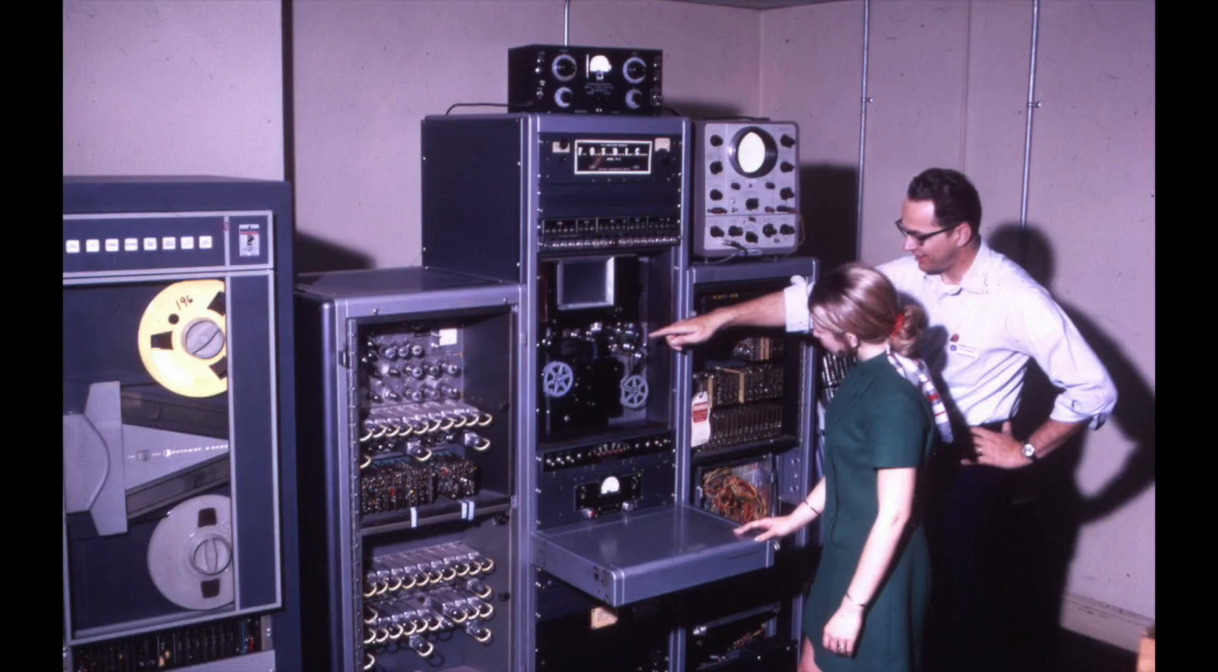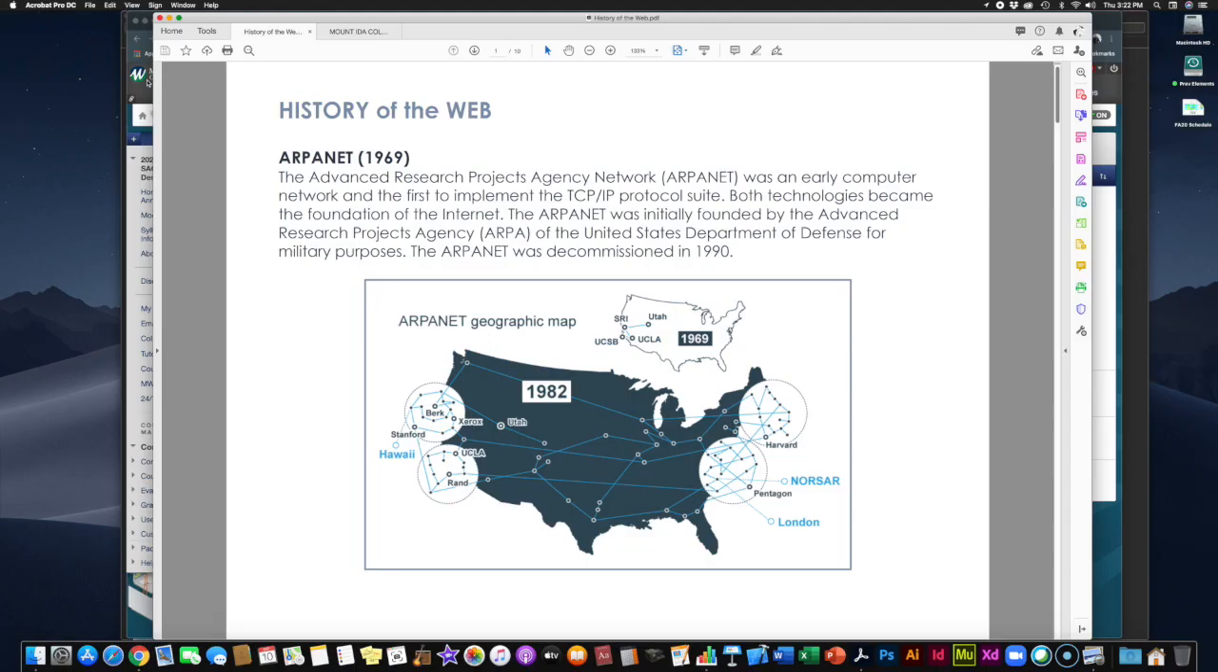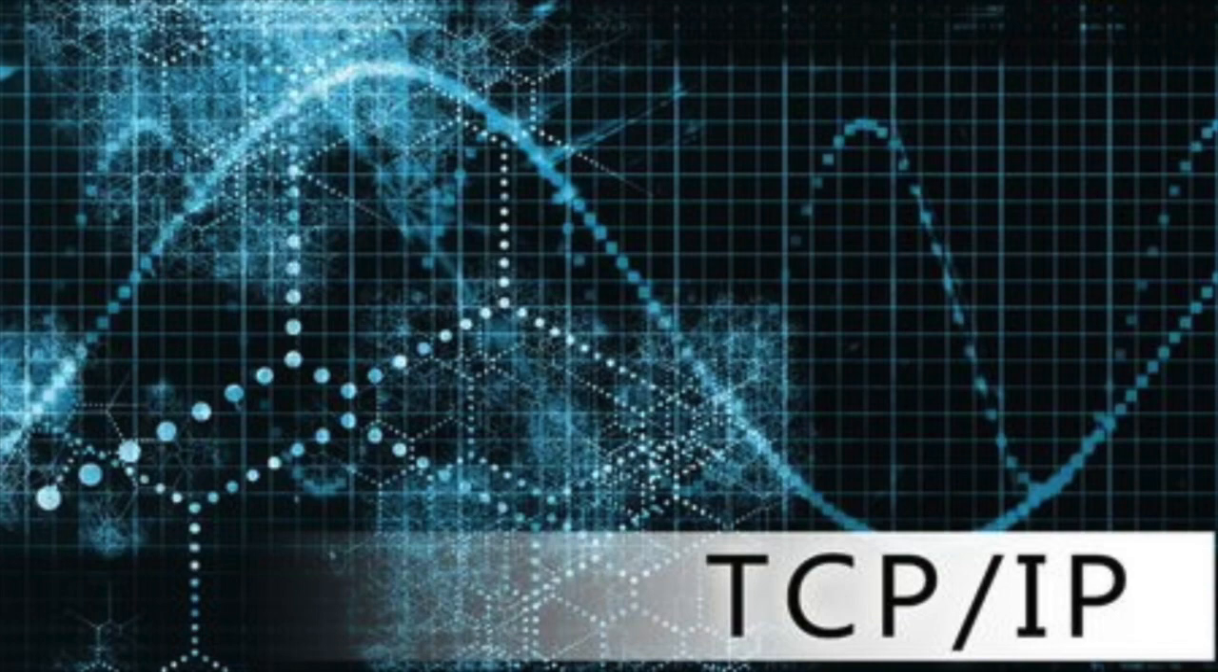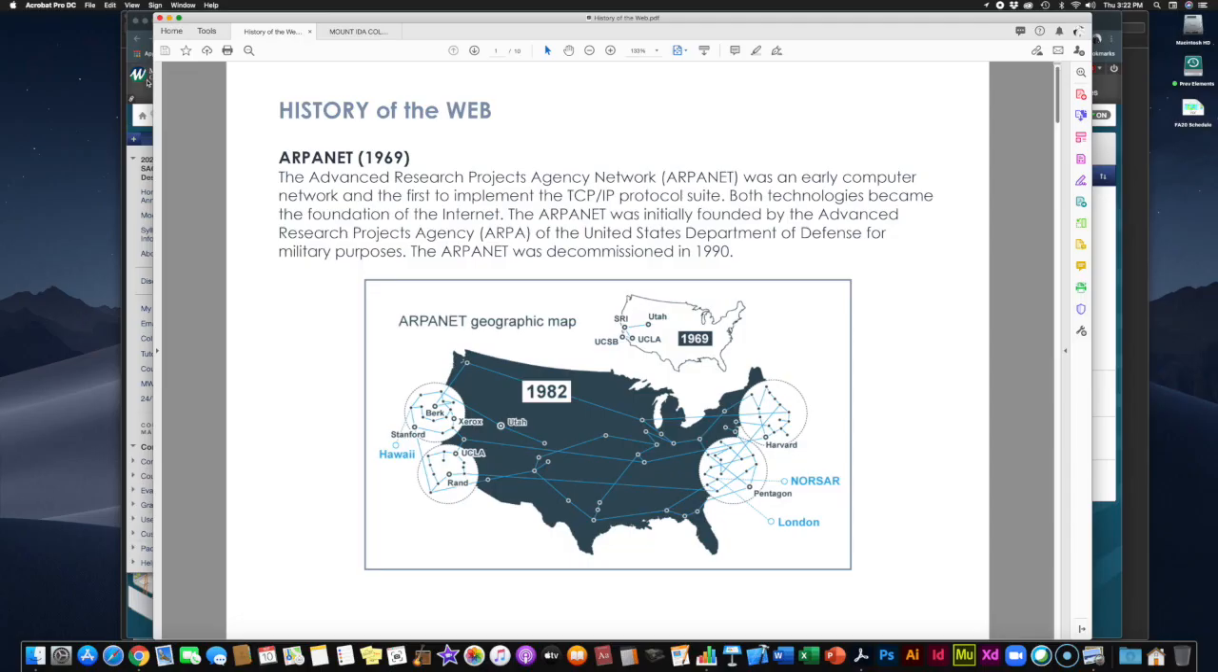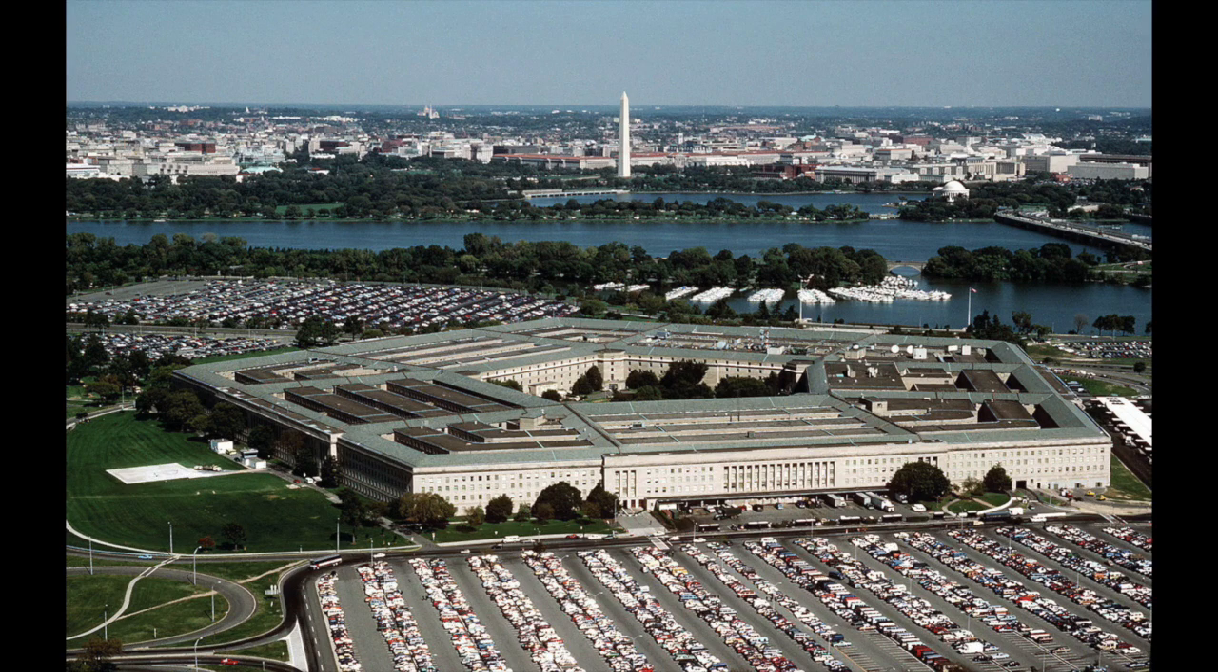This was an early computer network, and it was the first computer network to implement the TCP/IP protocol suite. Now, you're probably thinking, what the heck is TCP/IP? Well, it is the foundational structure for what eventually became the Internet. Now, the ARPANET was initially founded by the Advanced Research Project Agency, ARPA, in conjunction with the United States Department of Defense, the U.S. military.